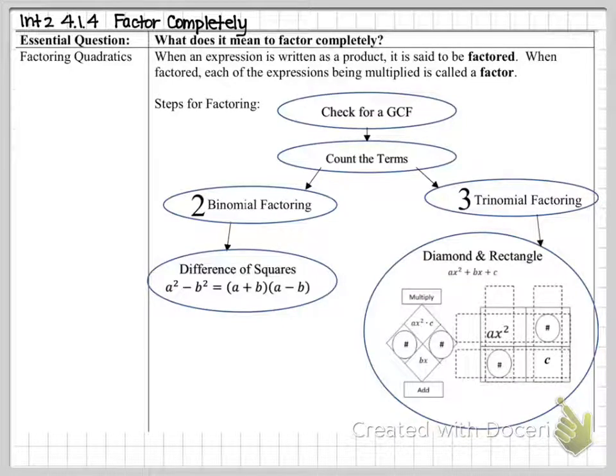Here's the notes for 4.1.4. It's the idea of factoring completely. So we're really going to be talking about looking at GCFs today specifically. So carrying on with where we left off with 4.1.3.